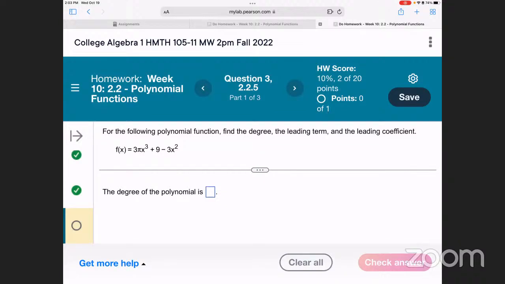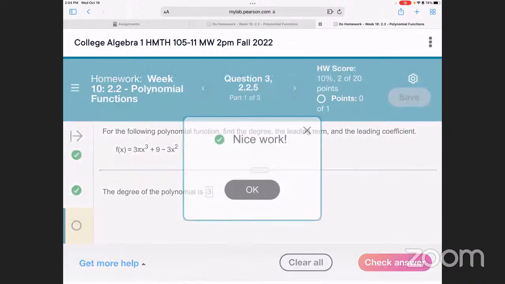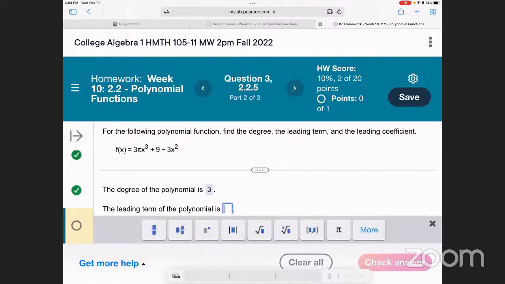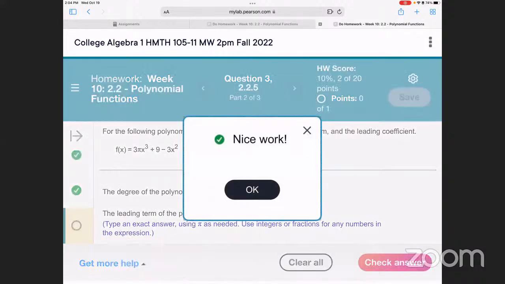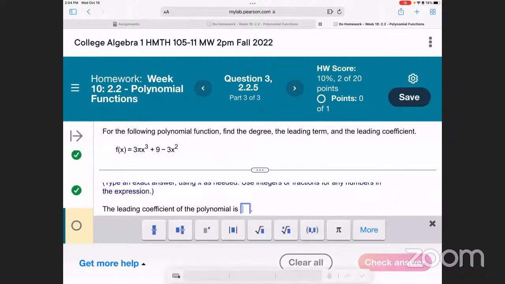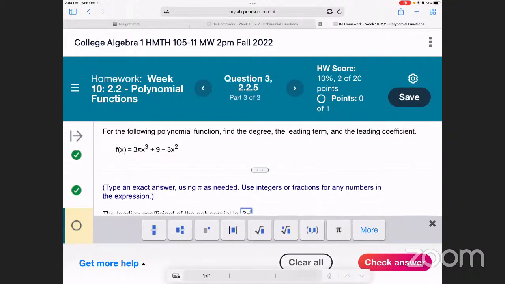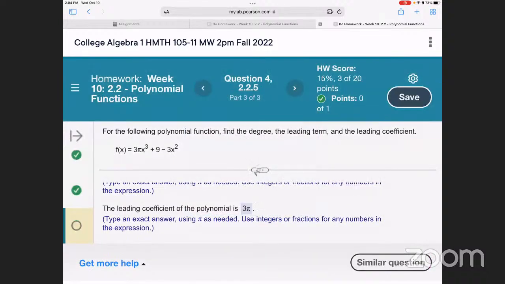Okay, the degree of this polynomial, the highest exponent in this case, is going to be 3. The leading term is going to be that 3 pi x cubed, so 3 pi x to the power of 3. The leading coefficient is going to be 3 pi.